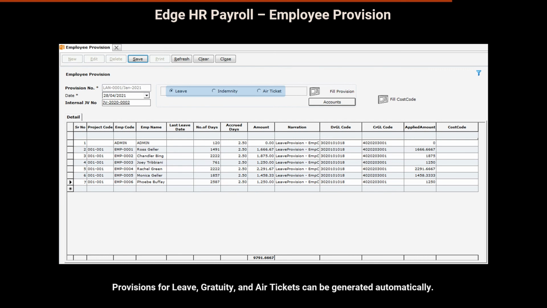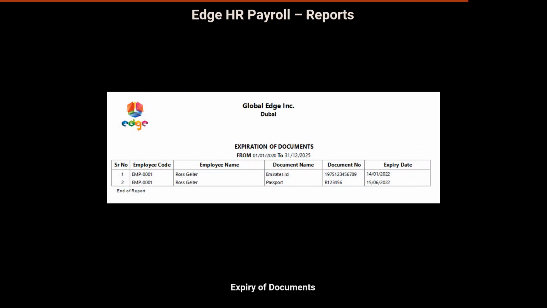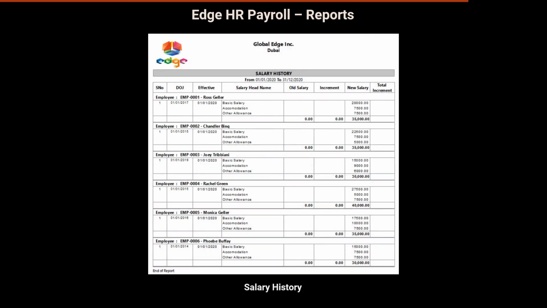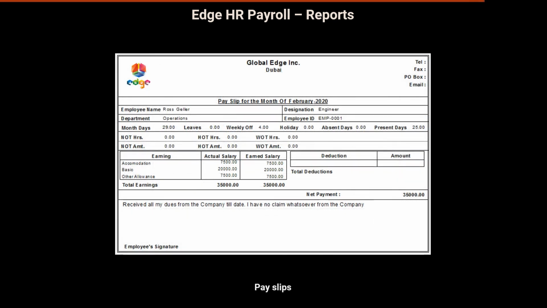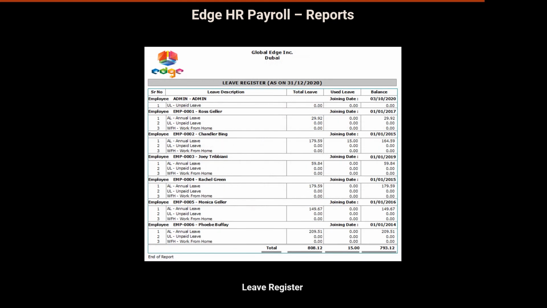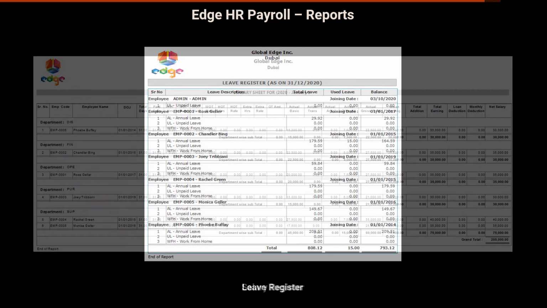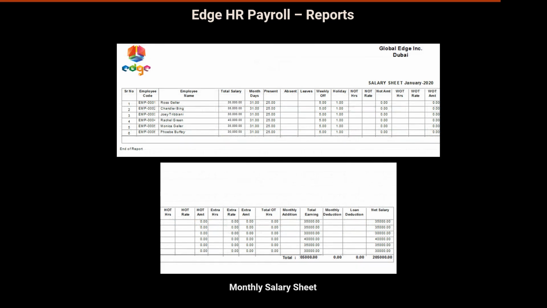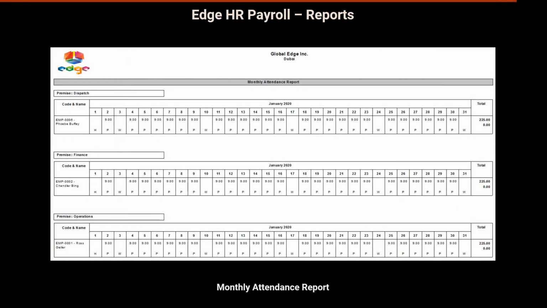Provisions for leaves, gratuity, and air tickets can be generated automatically. Various reports are available in the system, such as expiry of documents, salary history, payslips, leave register, salary register, monthly salary sheet, monthly attendance report.